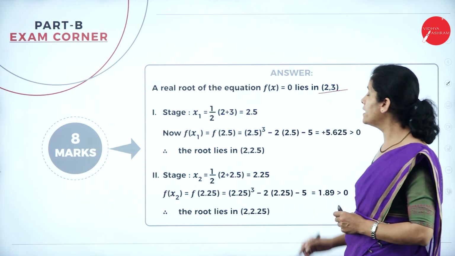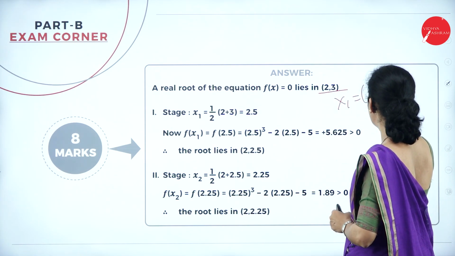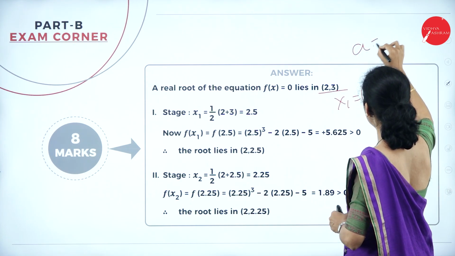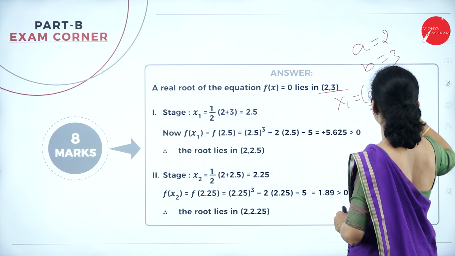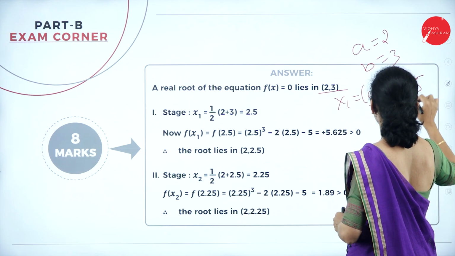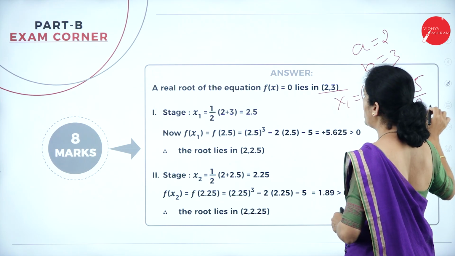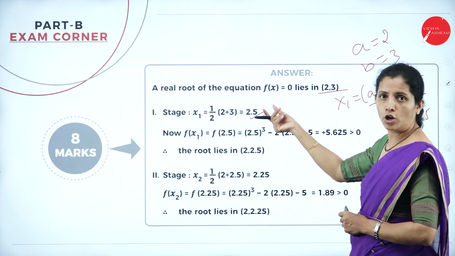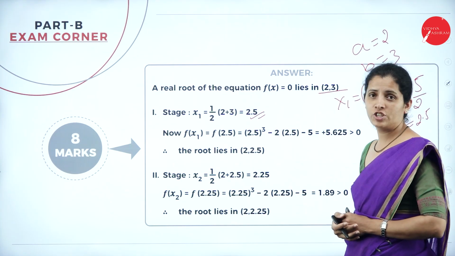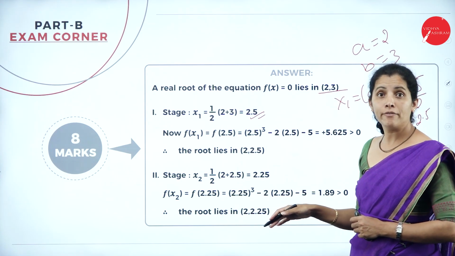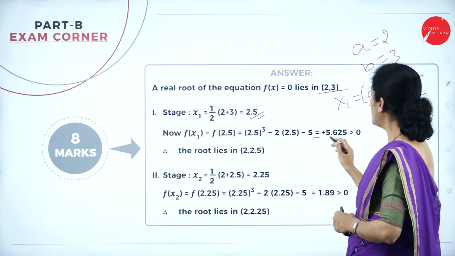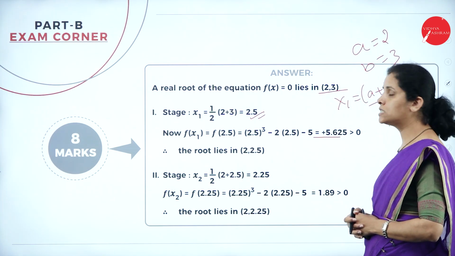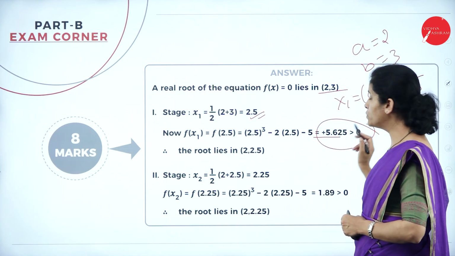Now, I want to find out x1. What is the formula? (A + B) divided by 2. What is A? A is 2, B is 3. 2 plus 3 is 5, divided by 2 it is 2.5. I got 2.5. If I got 2.5, then what is my next procedure? I want to find f of x1. When I find f of x1, I am getting 5.627. It is a positive number.